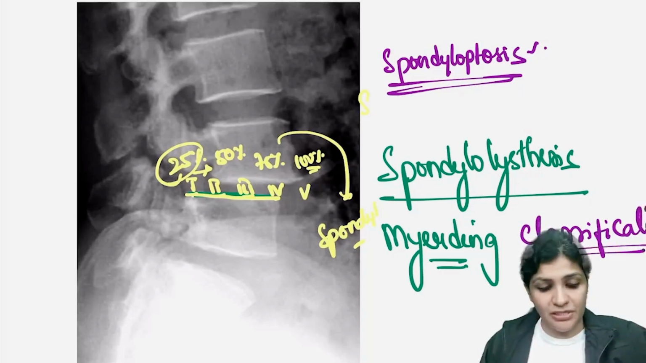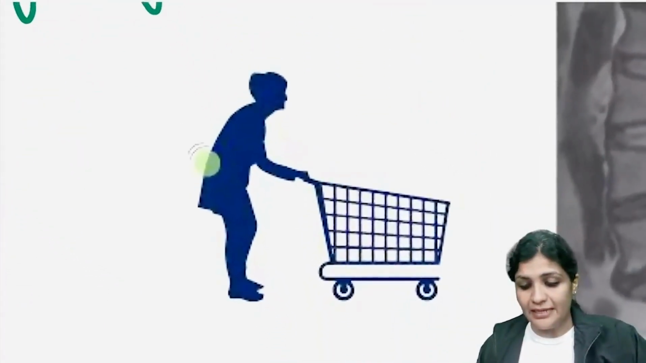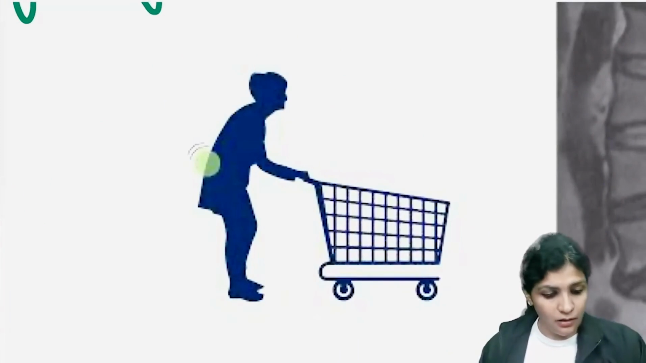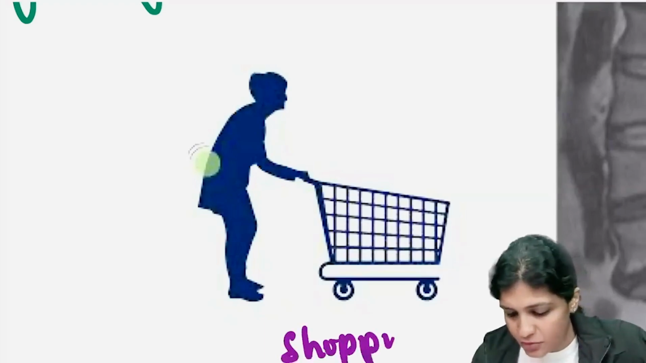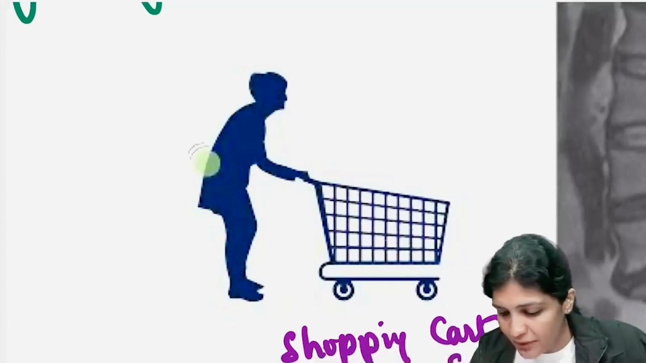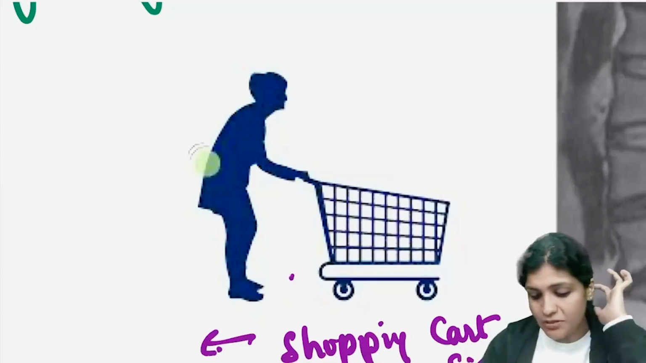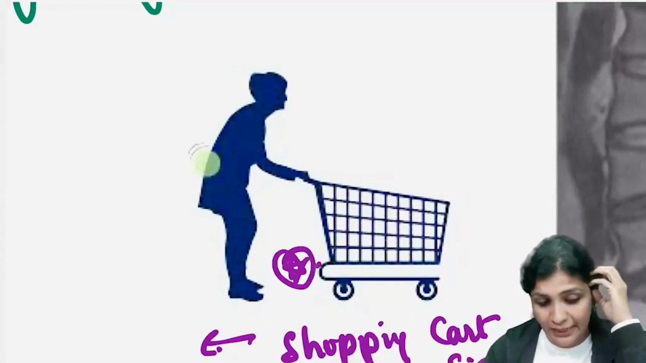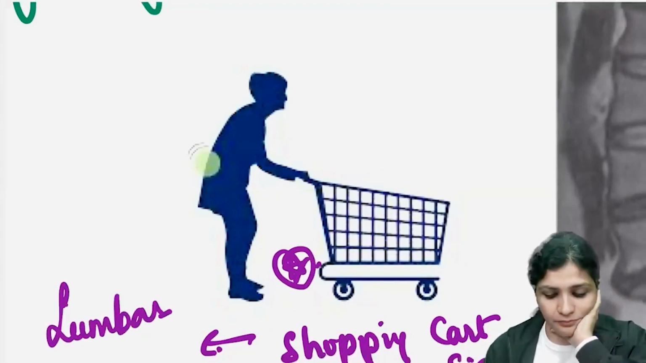And there is a step sign which is seen in spondylolisthesis. And what is this? This has been asked in the exam again. Guys, come on, answer. What is this? Yes, very good. This is the shopping cart sign. Where do you see the shopping cart sign, in which condition? Very, very important. This was asked in the exam. It is usually seen in lumbar canal stenosis.